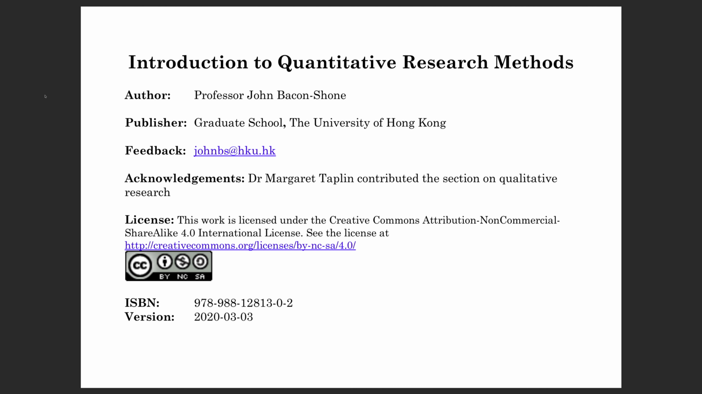This is a book that is licensed under the Creative Commons license, as you will see on the first page. If you don't know what this means, you're welcome to use this book and to share it, but you need to give me credit for any materials that you use, which is about attribution. You may not sell it, which is what the non-commercial part means. And share alike means you should share anything you get from this with other people on the same basis. And as you'll see at the bottom, this was last updated on March the 3rd.